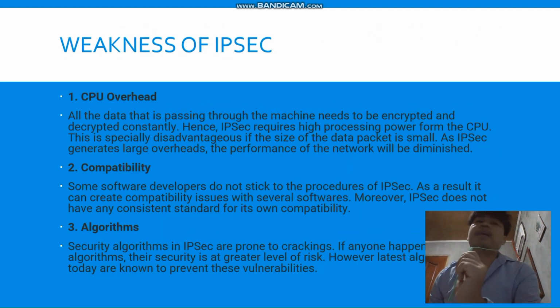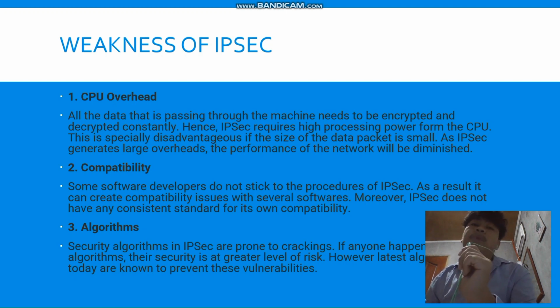Weakness of IPsec. Number 1. CPU overhead. All the data that is passing through the machine needs to be encrypted and decrypted constantly. Hence, IPsec requires high processing power from the CPU. This is especially disadvantageous if the size of the data packet is small. As IPsec generates large overheads, the performance of the network will be diminished.